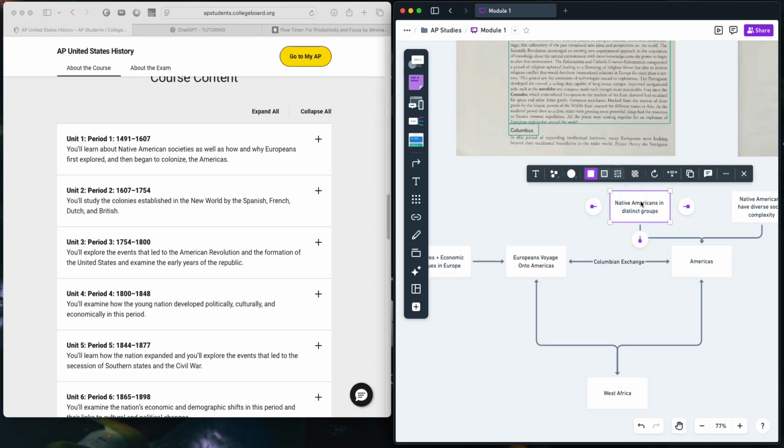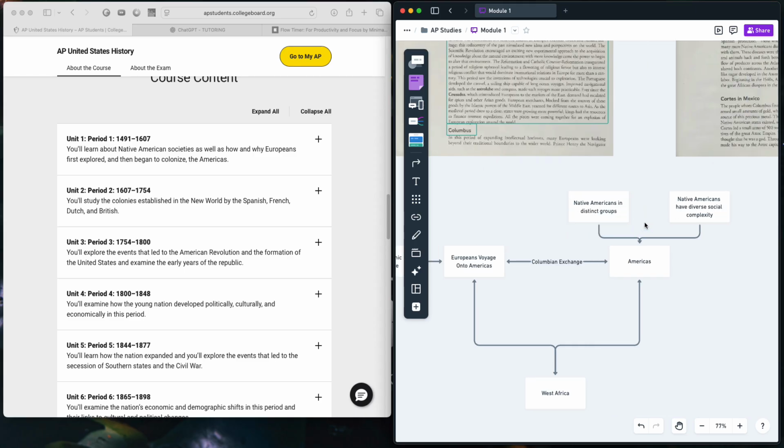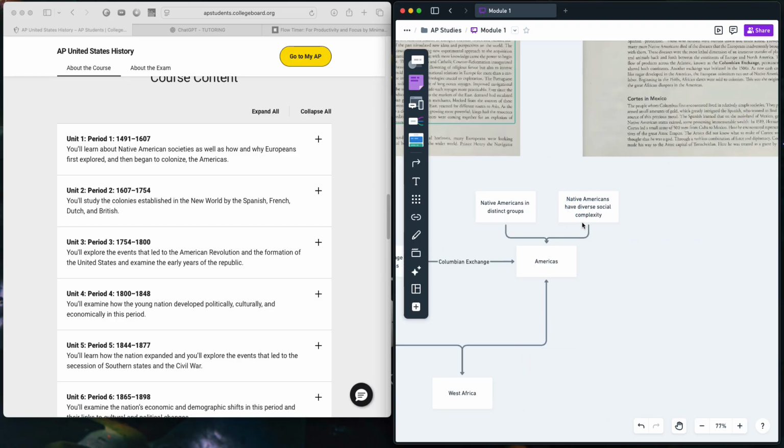You should be able to say, okay, if I tell you, let's say a week from now, Native Americans were in distinct groups, you should be able to tell me, hey, yeah, we had the Mississippian people and their culture. We had the Iroquois, the Algonquins, aka the Woodland Indians. Then you had all these different separate, distinct groups of Native Americans in North America at the time. And if I say, okay, Native Americans have diverse social complexity, you should be able to tell me, hey, Native Americans at the time had either city states, they had multiple different things, and they had Incas, Aztecs.